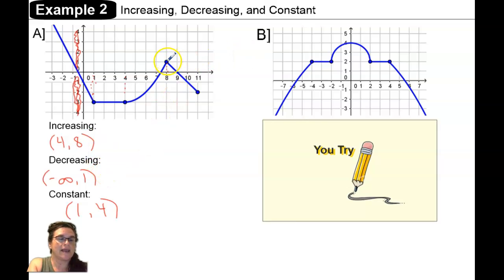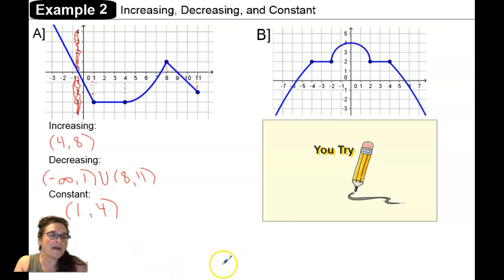And then at 8, we have another relative maximum here where the graph turns direction from increasing to decreasing, and we're decreasing from 8 to 11. So 8, 11, non-inclusive. And since there are two intervals over which this function is decreasing, I join them with a union symbol. Okay, so go ahead and pause the video, give example B a try on your own, and when you're ready to check your answer, you can resume.